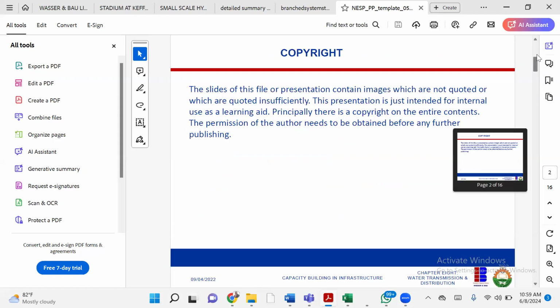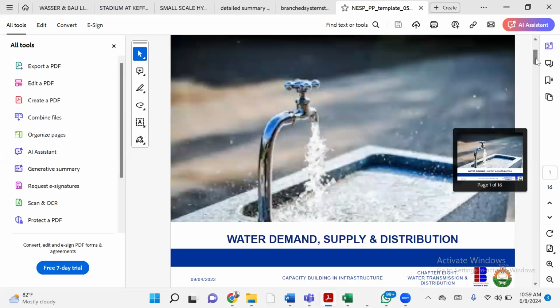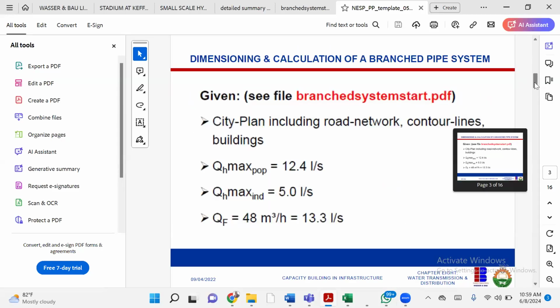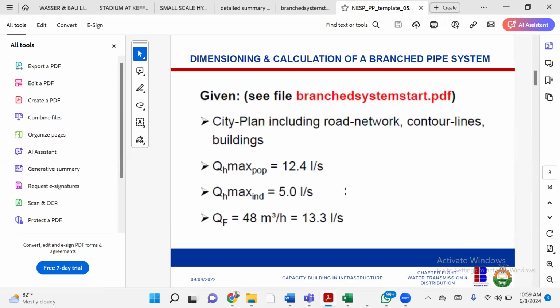There are two systems in water reticulation systems. We have what we call the branch system and we have the loop system. But I'll explain to you the difference between the loop and the branch system later. But today we'll be doing the branch system. From my experience, 80% of designs are branch system.